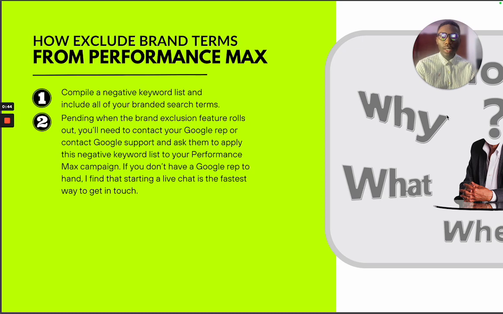So how you should be excluding them is you create a negative keyword list inside of your account and then have all your branded terms in there and then talk to your Google rep or the Google customer support to have them apply that list, that negative keyword list to your campaign. And this will then start to prevent Google from bidding on those terms. Sometimes you might not have a rep, so you can just talk to the live chat or support and they would set you up with this.